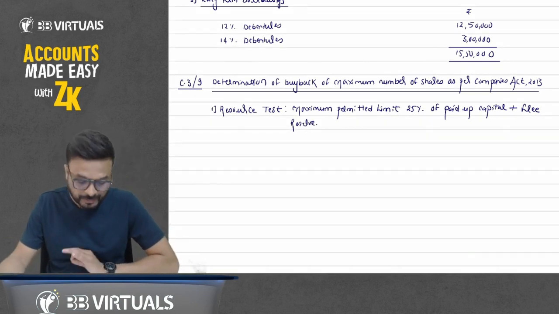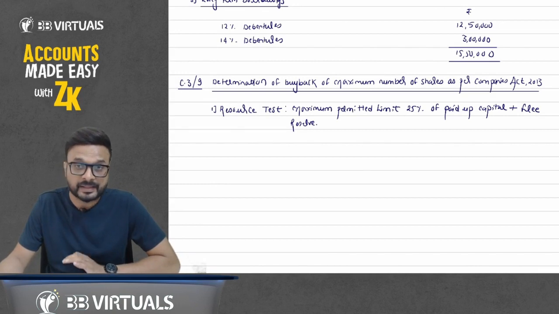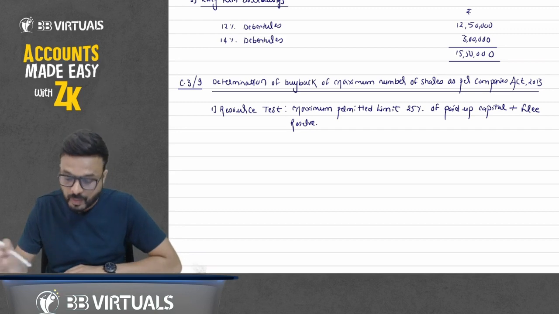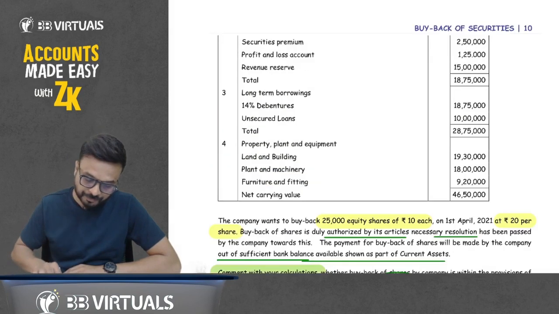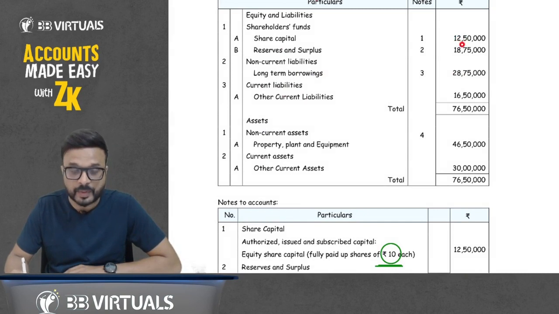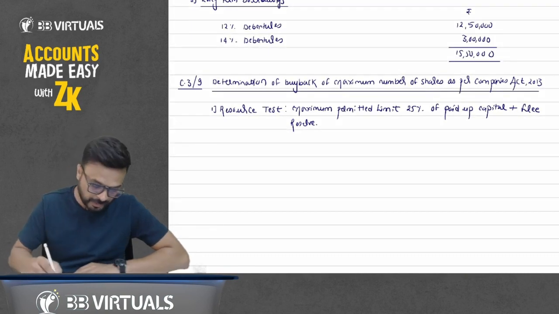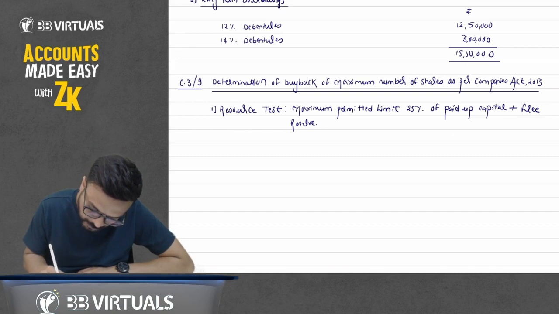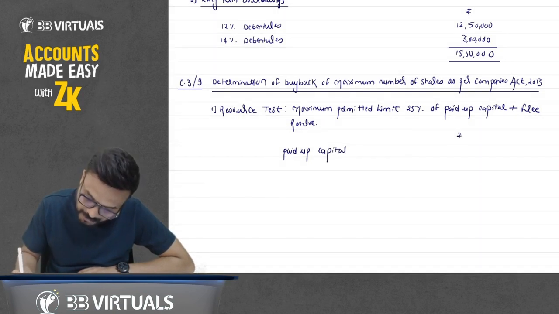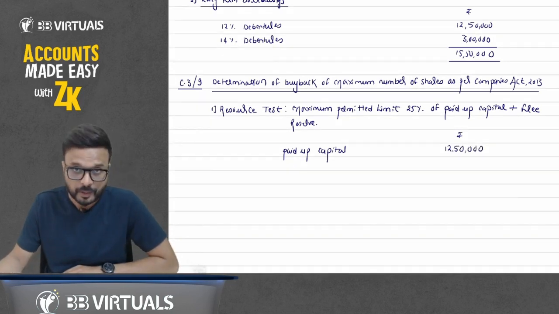What is this resource test? It says that the maximum permitted limit as per the Companies Act is 25% of paid up capital plus free reserve. How much paid up capital do they have? They have paid up capital of rupees 12,50,000. Write down paid up capital: 12,50,000.